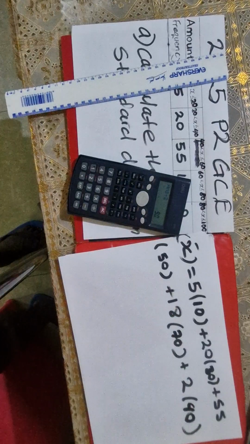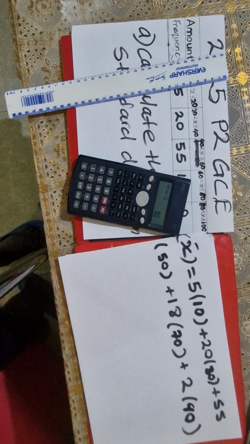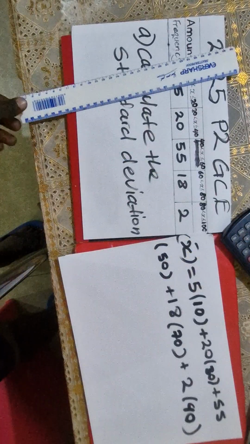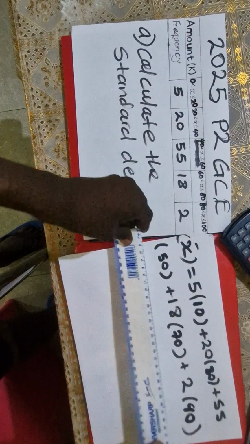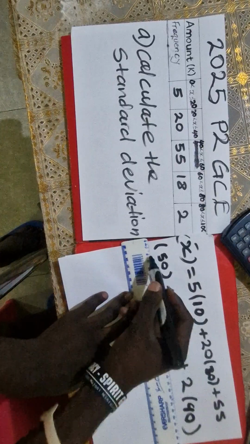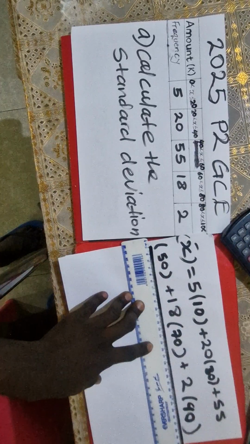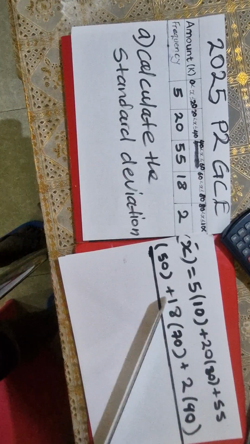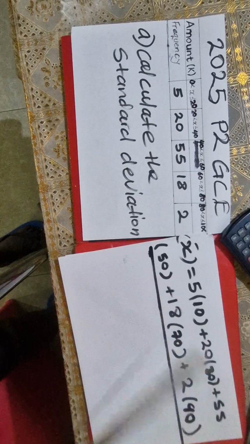Now you have found the midpoints. So what should you do? What is the next step? The next step you should take is to underline.